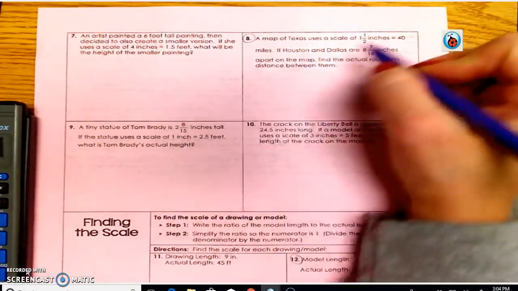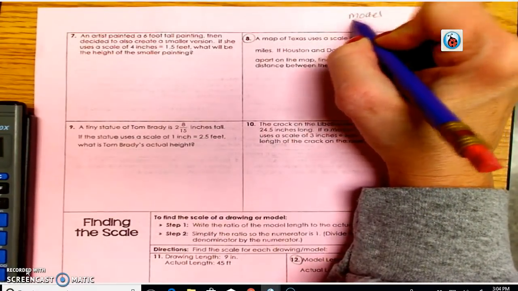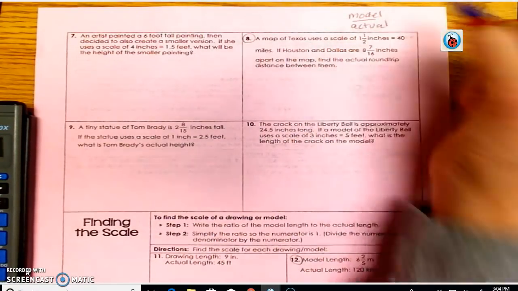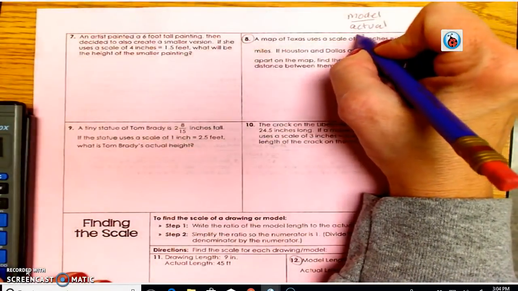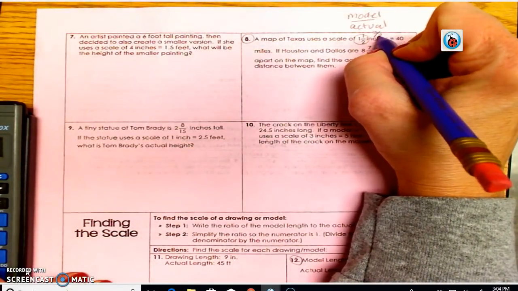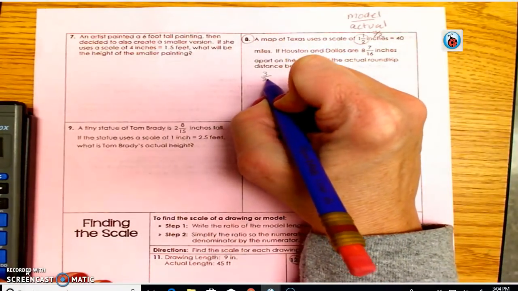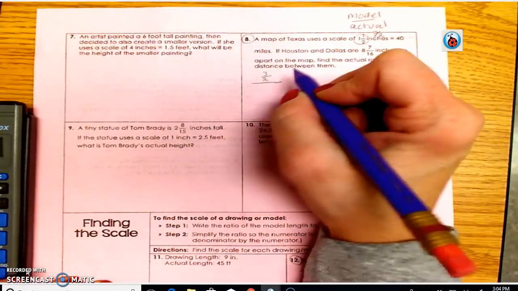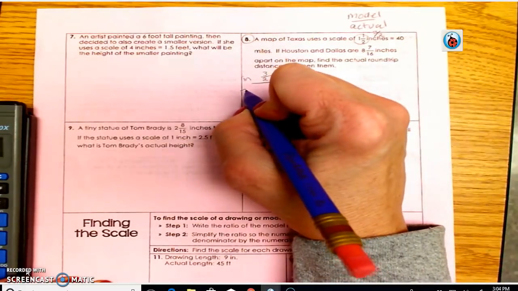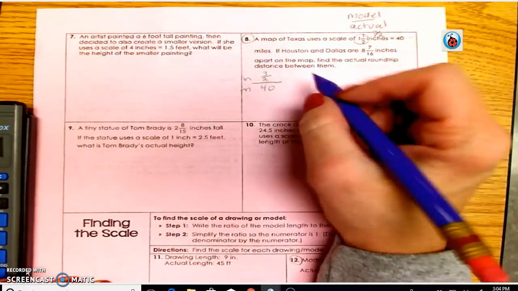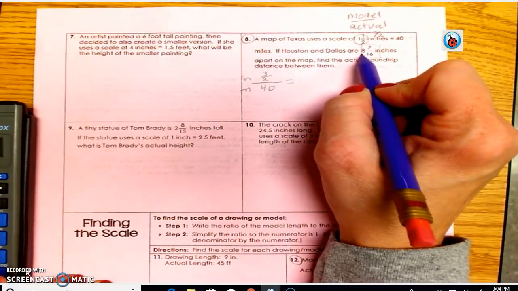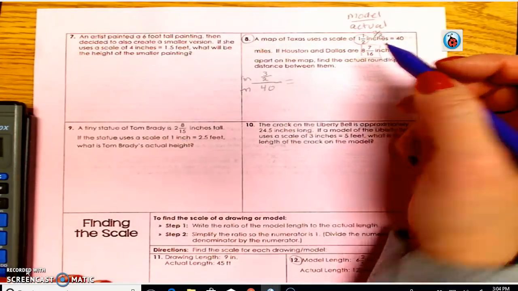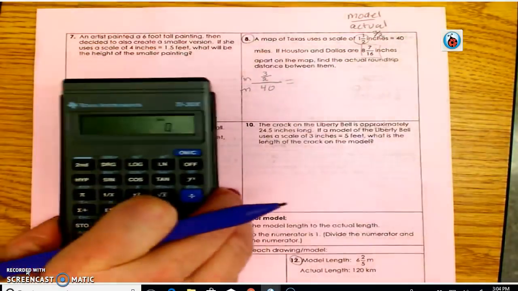So once again, we're going to have model over actual. Copy that down as a reminder. And on that problem, if I take 1.5 inches, that would be the same as 3/2 of an inch. And we're doing inches to miles, and that would be over 40 miles. And then it says Houston and Dallas are 8 7/16 of an inch, which I'm going to make it easy and use a decimal.